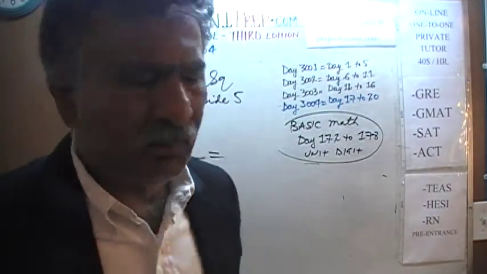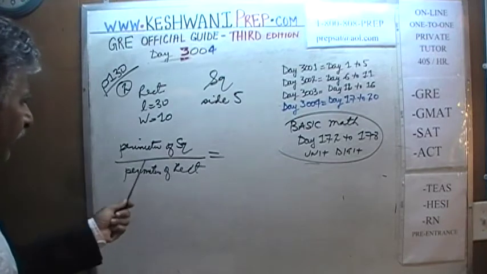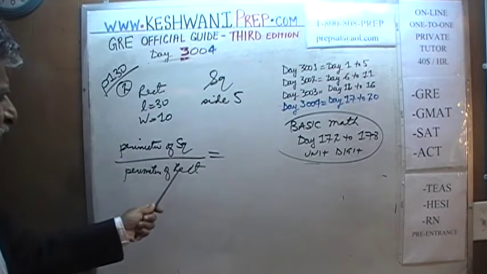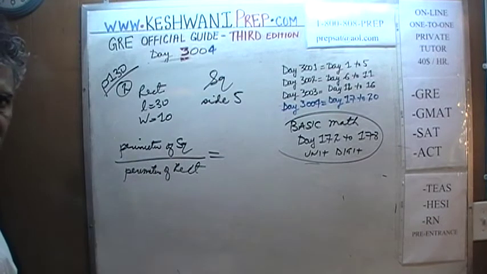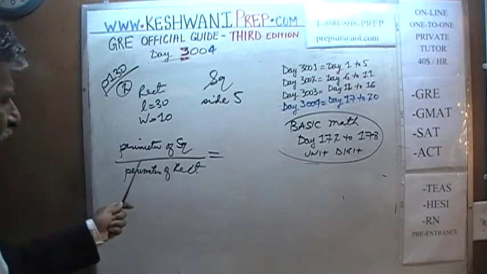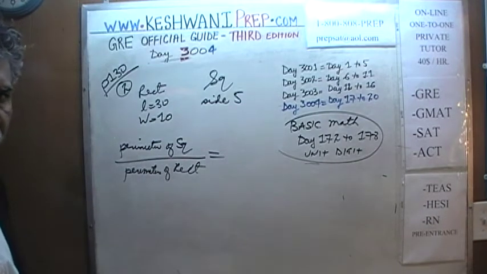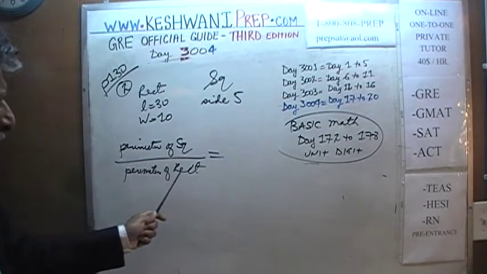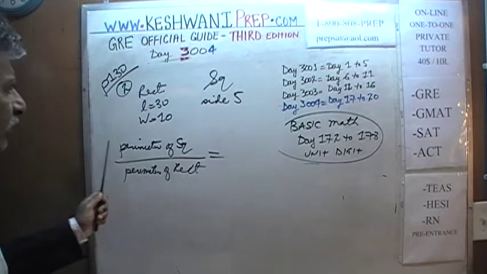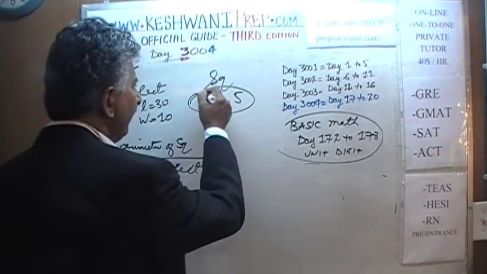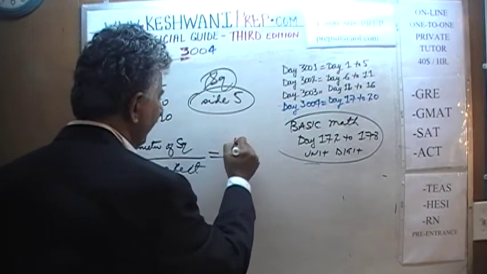I almost picked the wrong answer because I wasn't paying attention. Instead of taking the ratio of the perimeter of the square to the perimeter of the rectangle, I did the reciprocal. I put the rectangle on the top. I thought they were looking for the perimeter of the rectangle to the perimeter of the square. It is the perimeter of the square to the perimeter of the rectangle. The perimeter of the square is very simple. Each side is 5. It's a square. So that's just 5 times 4.